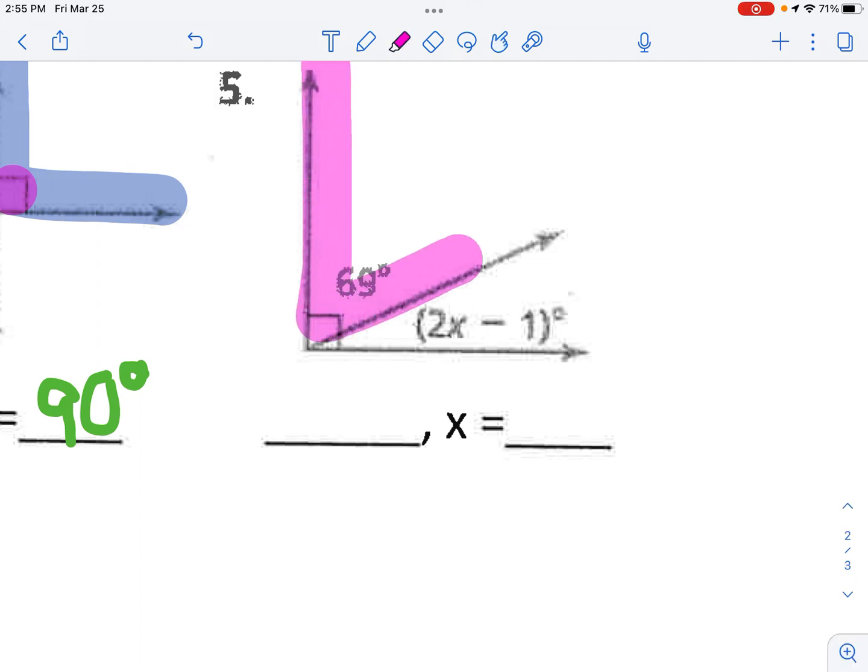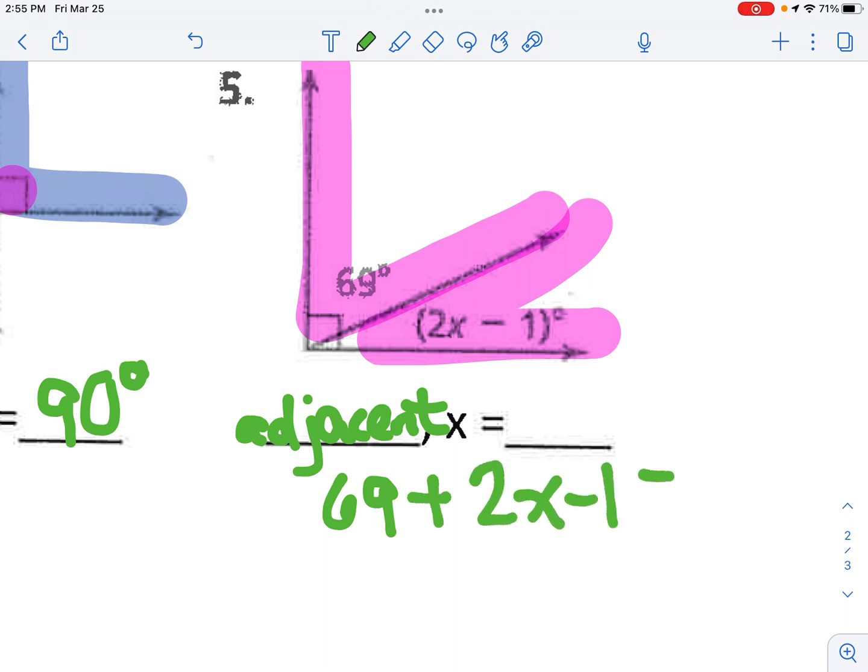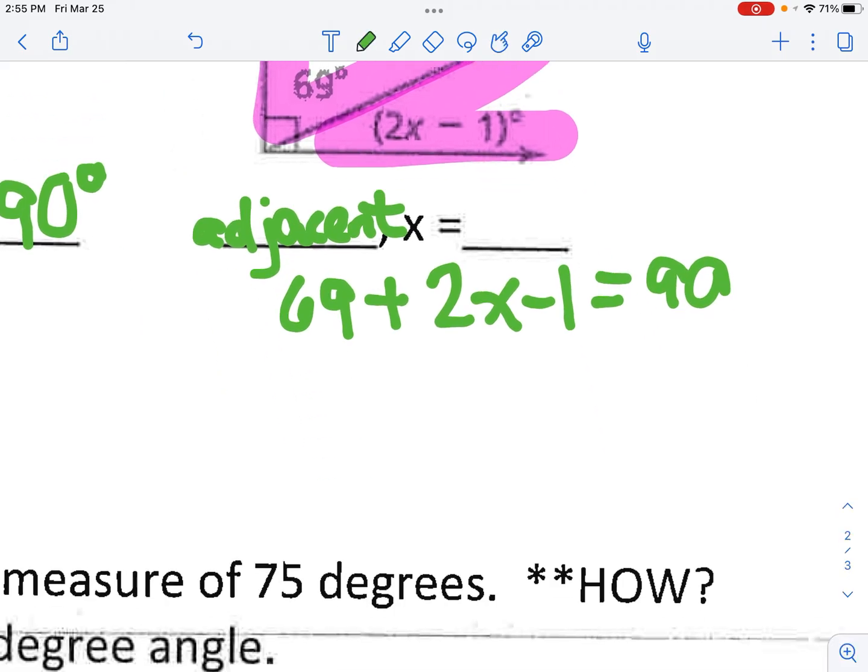So here I'm looking at this angle and this angle. Since those two angles share a side and a vertex, those are adjacent. So I'm going to say 69 plus 2x minus 1 equals a 90-degree angle. So I'm going to combine like terms. 69 minus 1 is 68. So 2x plus 68 equals 90.